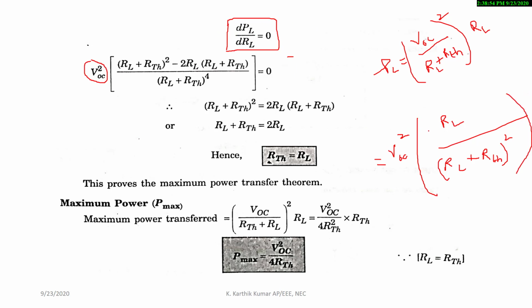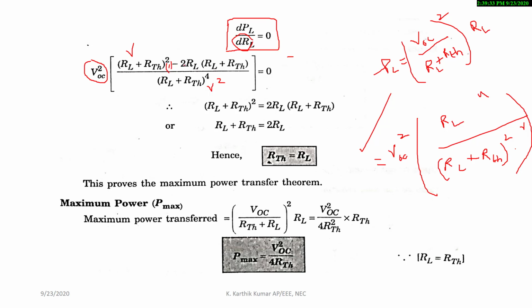Therefore, we are differentiating this equation, which is in the form of U by V. As per differential calculus, the denominator is V squared, and V is already squared, therefore the whole power is 4: (RL plus RTH) whole power 4. Then V U dash: this one is V, and U dash is 1, since we are differentiating with respect to RL, and RL differentiates to 1.